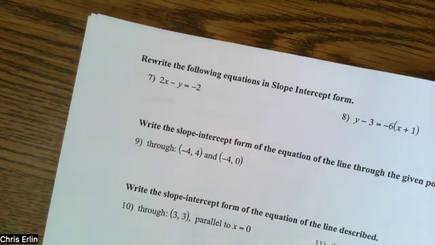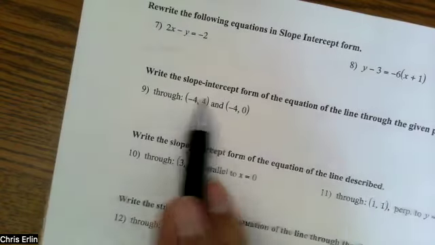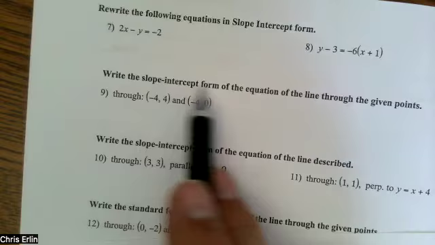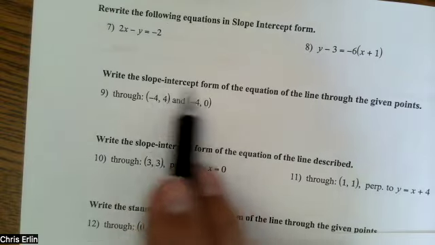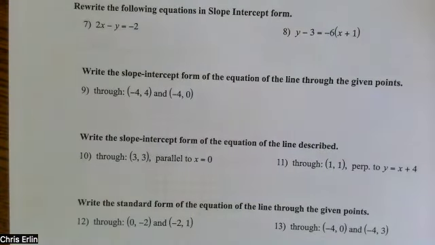Page 2, still slope-intercept. Well, let's do this. Let's take a look at number 9. If I were going to write the slope-intercept form of the equation here, what information do I need to be able to write an equation?